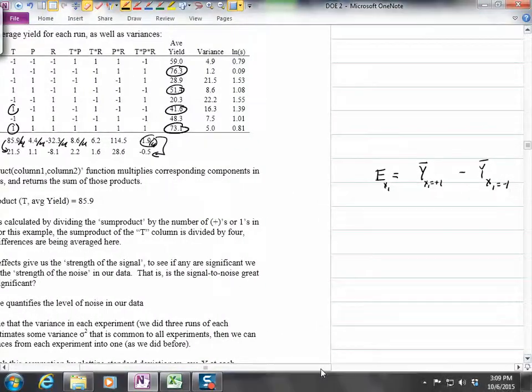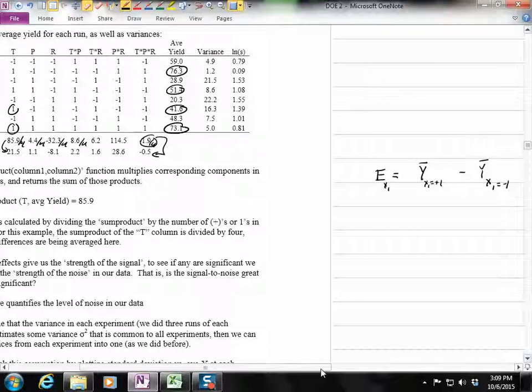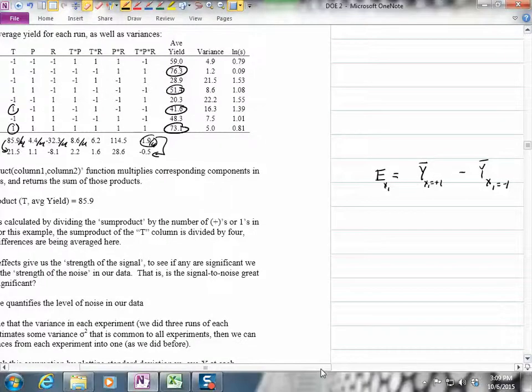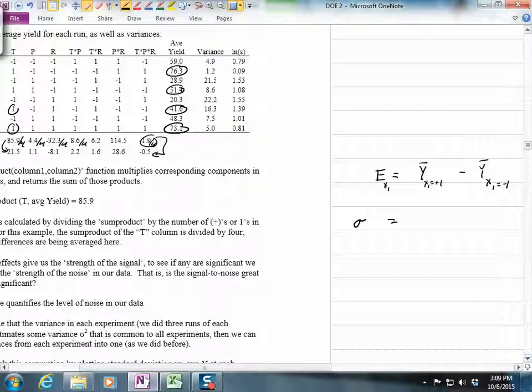So I took the average of those four numbers minus the average of the three numbers that I didn't circle. So it was the difference between two averages. Is everyone okay with that? Now what we want is the noise in the effect.